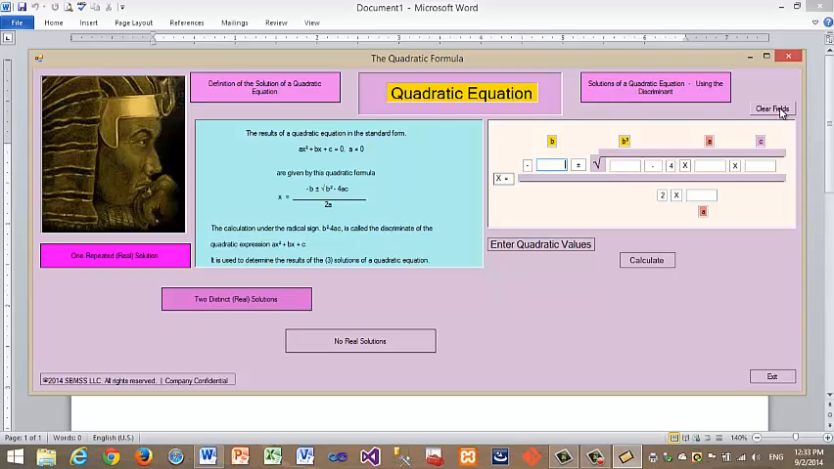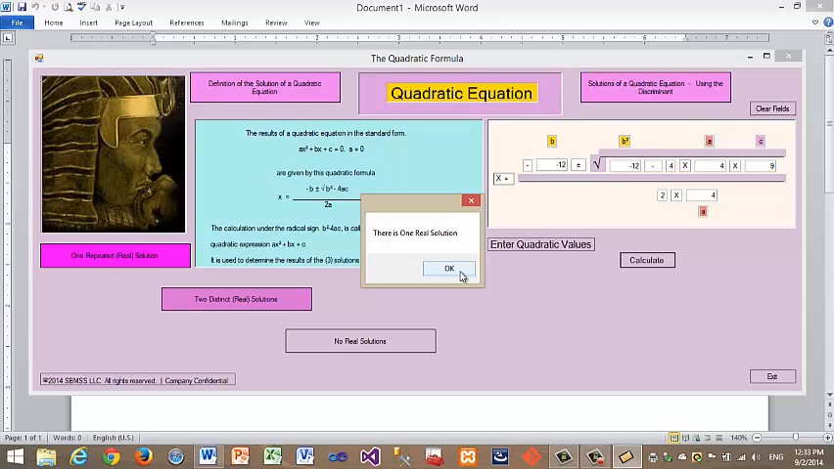Okay. Let's look at another value, one repeated solution. Let's plug in for b minus 12, let's plug in 4 for a, and then c 9, and plug in 4 for a again. We're looking for one repeated solution. One real solution. Very good. The discriminant is 0. There's only one repeated solution. This occurs because the discriminant is 0, and the root is 1.5. That's the solution value.